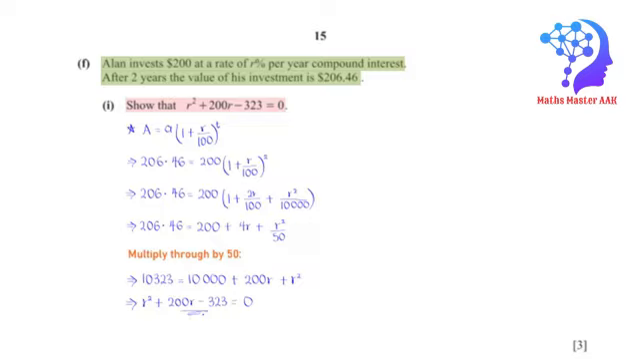When we multiply through the equation by 50, we have 50 times 206.46 giving us 10,323. 50 times 200 is 10,000. 4R times 50 is 200R. And R squared over 50 times 50 gives us R squared. When we move all the terms to one side of the equation, we have R squared plus 200R plus 10,323 minus 10,000, which gives us minus 323 equals 0.